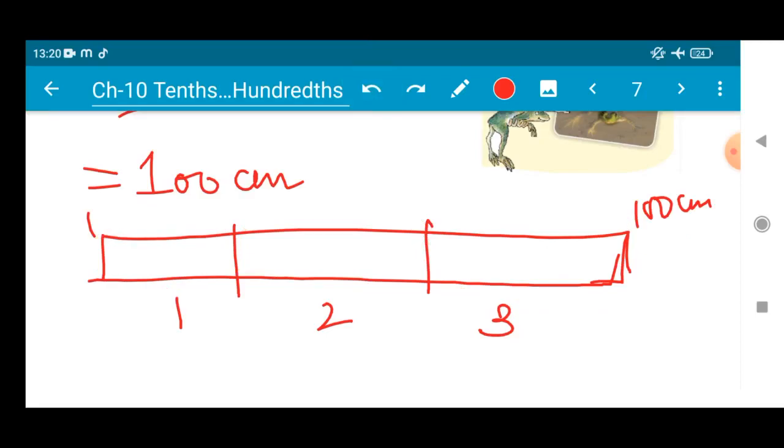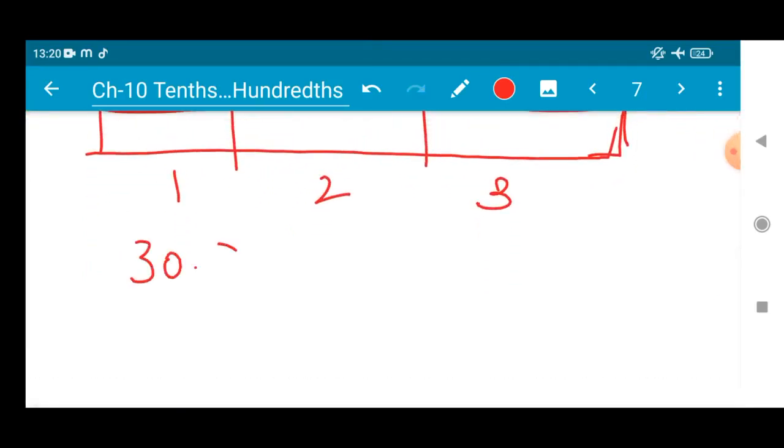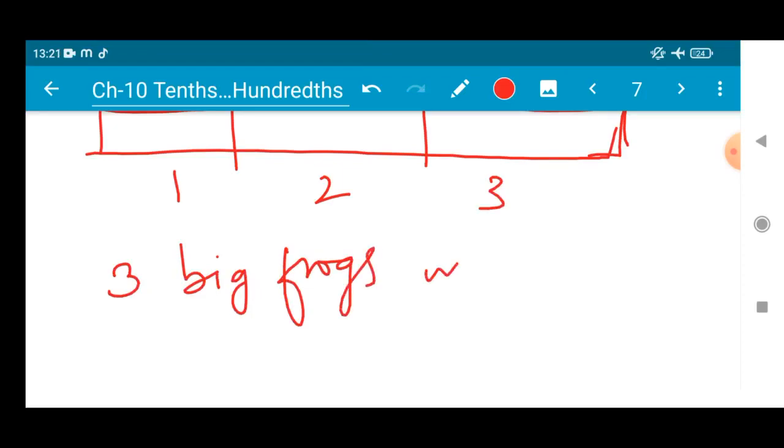It is not covering all the area, because 30.5 into 3 is 91.5. Again, an extra one cannot be fit because the value will be greater. So that's why we can say approximately, or directly you can write, 3 big frogs will fit on the 1 meter scale.